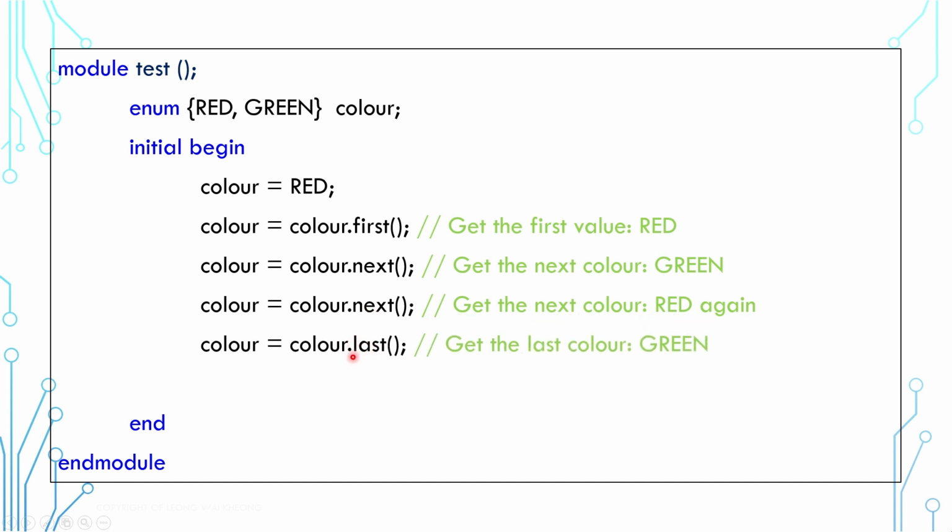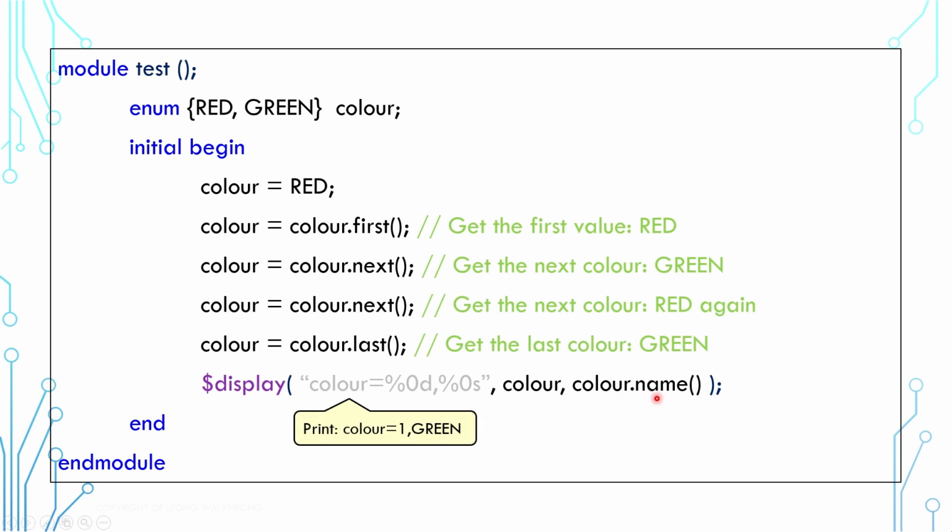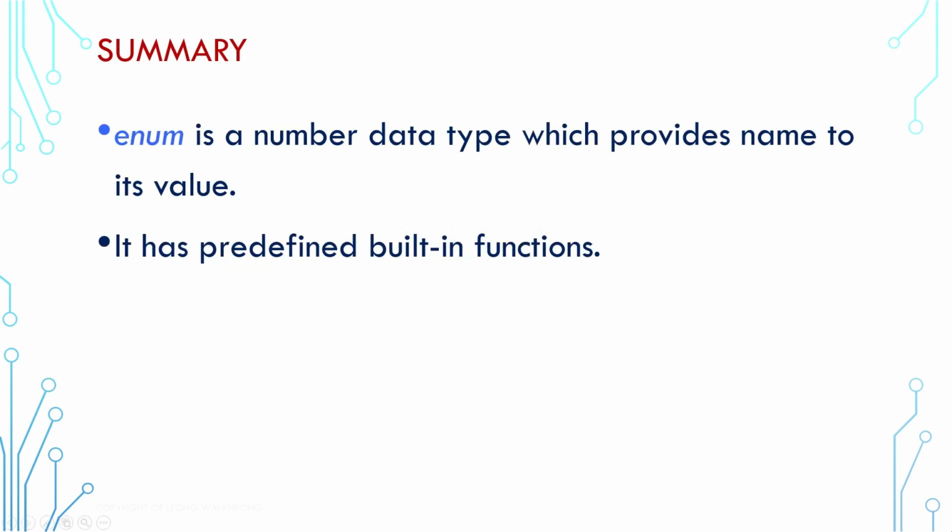Similarly, there is a function last, which will give you green in this case. There is also a function called name, which will give you the name of the value. You can print it out in the message. This will print color equals 1, comma green. In summary, enum is a very useful variable to improve code readability.